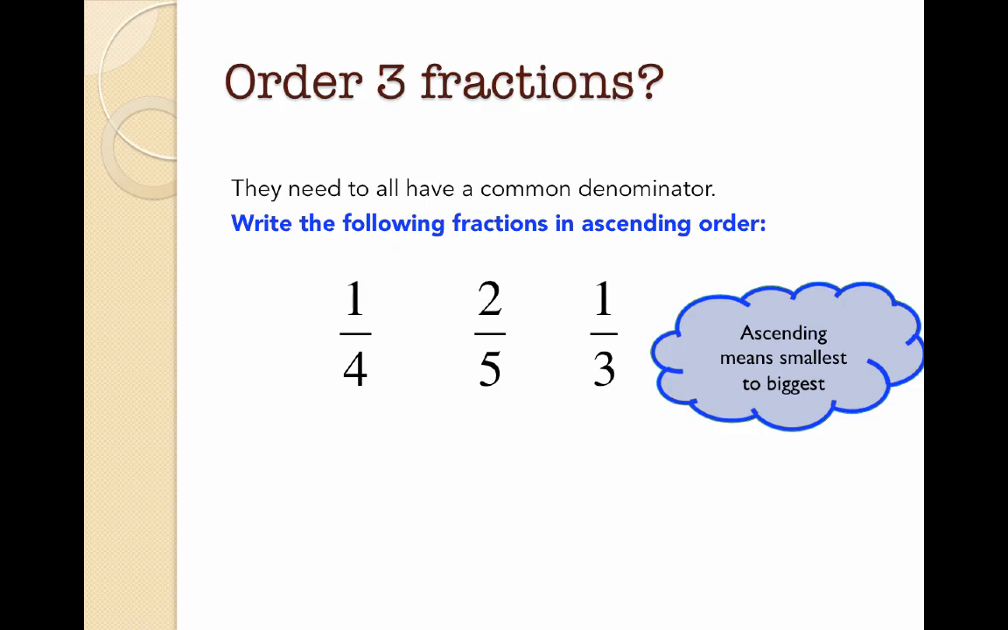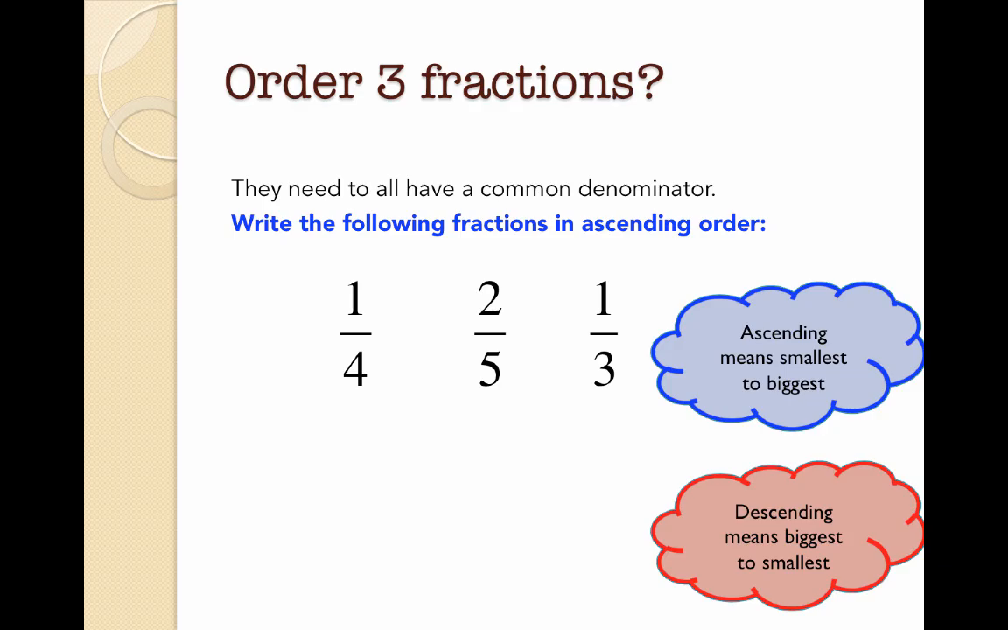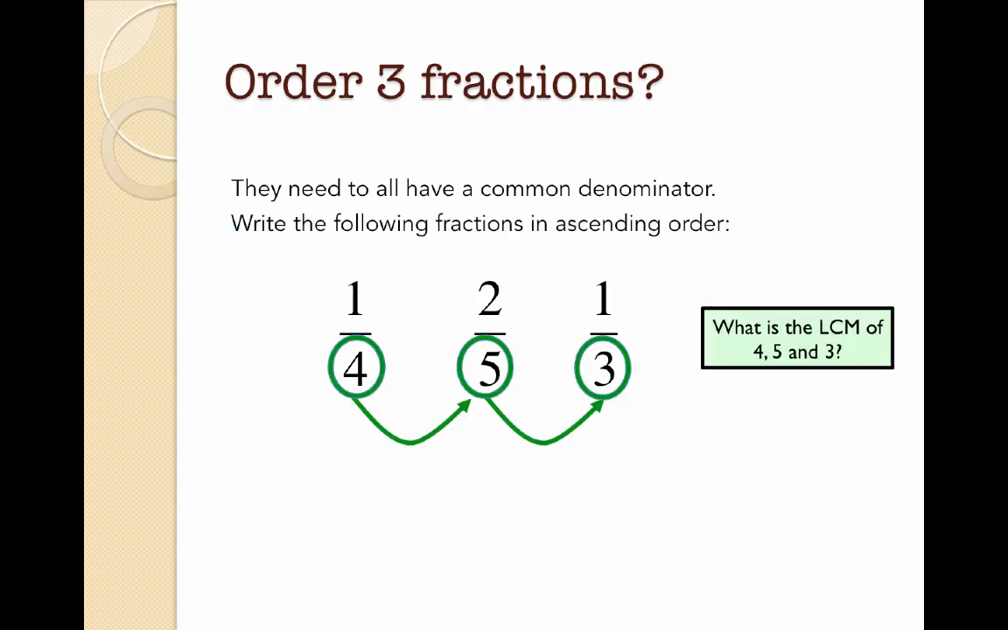So first of all, I need to know what ascending means. Ascending means to go from smallest to biggest, which means that descending means to go from biggest to smallest, in the opposite direction. So I want to get the smallest fraction, followed by the next biggest, followed by the next biggest. To do this, I need to work out a common denominator.